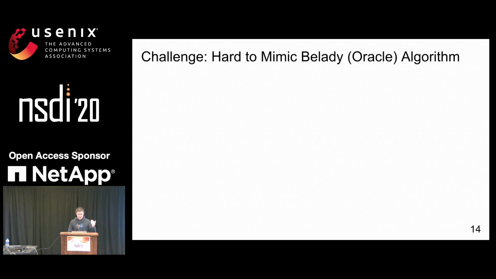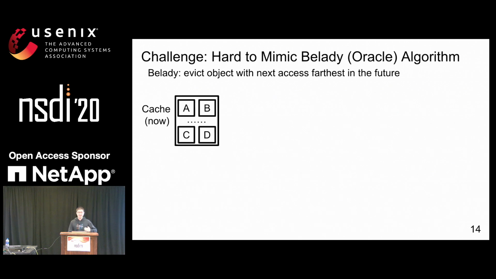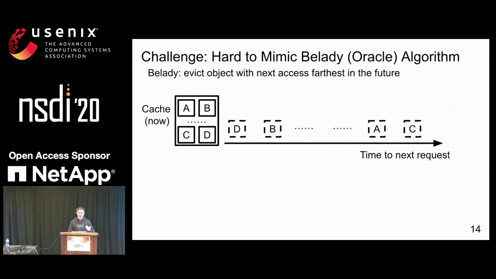Belady is an oracle algorithm, meaning it assumes future knowledge. And its eviction policy is pretty simple: just evict the object whose next access is farthest in the future. Here is a demonstration where the cache is required to do an eviction. The x-axis shows the time to next request for all the objects in the cache. And Belady will evict object C because C is the furthest.